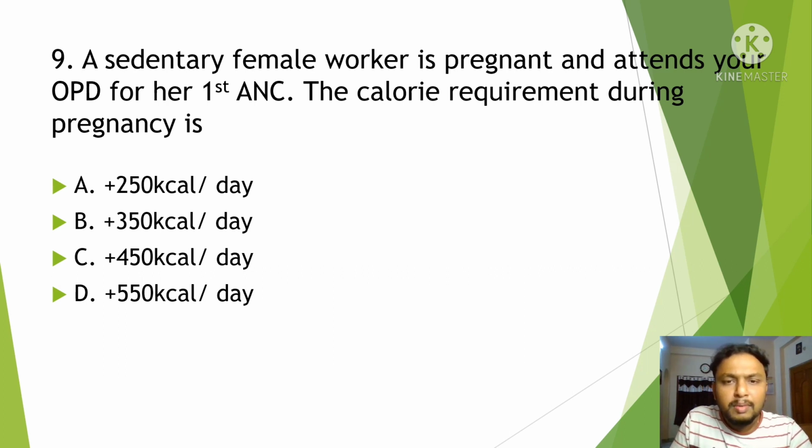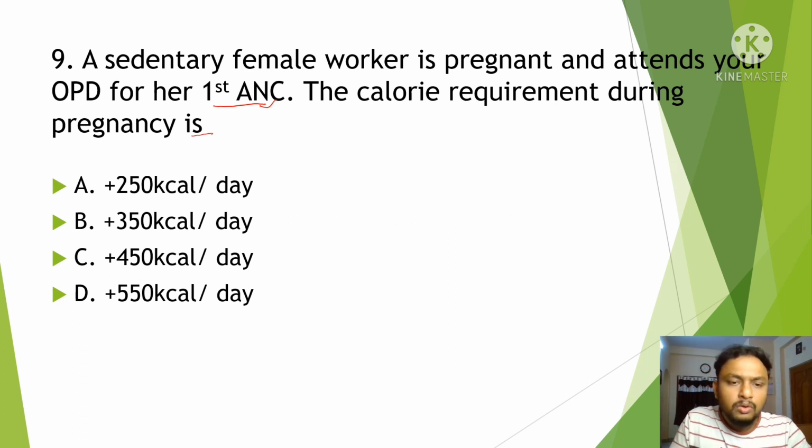A sedentary female worker is pregnant and attends your OPD for her first antenatal checkup. What is the calorie requirement of the antenatal mother in her first trimester? Option A plus 250 kilocalories per day, option B 350 kilocalories per day, option C 450 kilocalories per day, option D 550 kilocalories per day. Tell me your answer, please type it quickly.